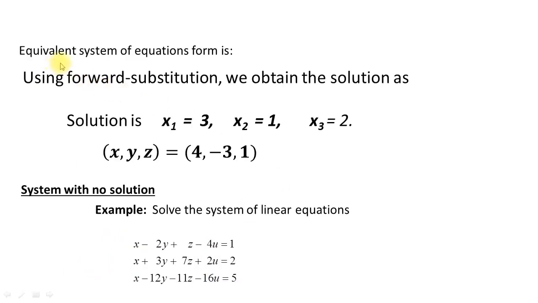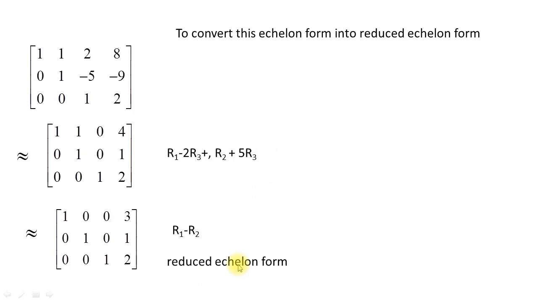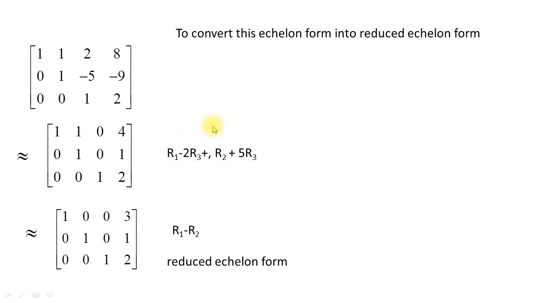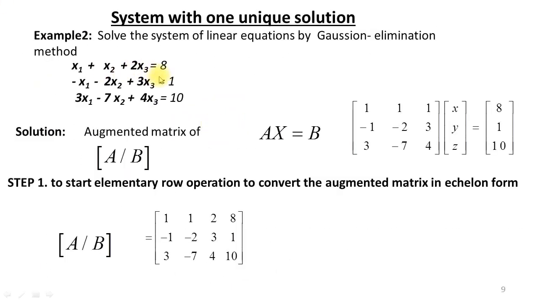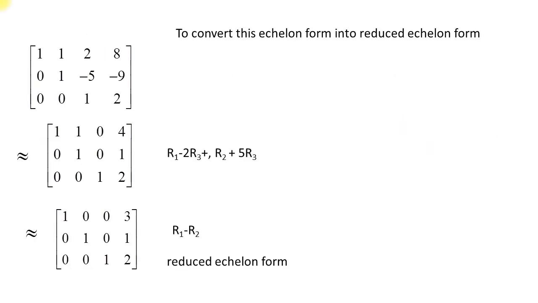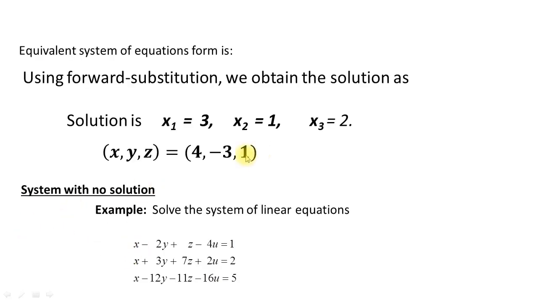Now the equivalent system of equations takes this form. In this reduced echelon form, we use substitution to obtain the solution of the system. In this system we had 3 unknowns, x1, x2 and x3. So from this reduced echelon form, we obtain the value of x1 is 3, the value of x2 is 1 and the value of x3 is 2. So this is the required solution of the given system.